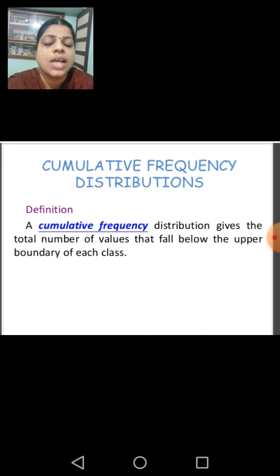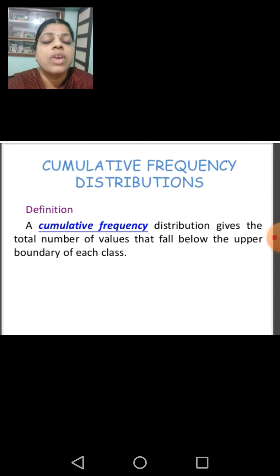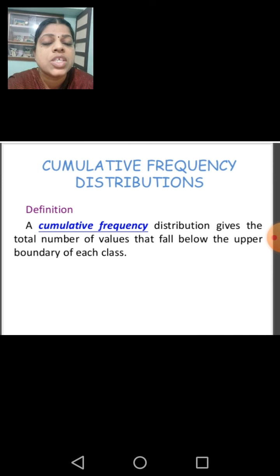of each class. And children, this formation of cumulative frequencies is very helpful for the diagrammatical representation of such frequency distributions also. If we graphically represent such data, this cumulative frequency formation will be very helpful for you also.